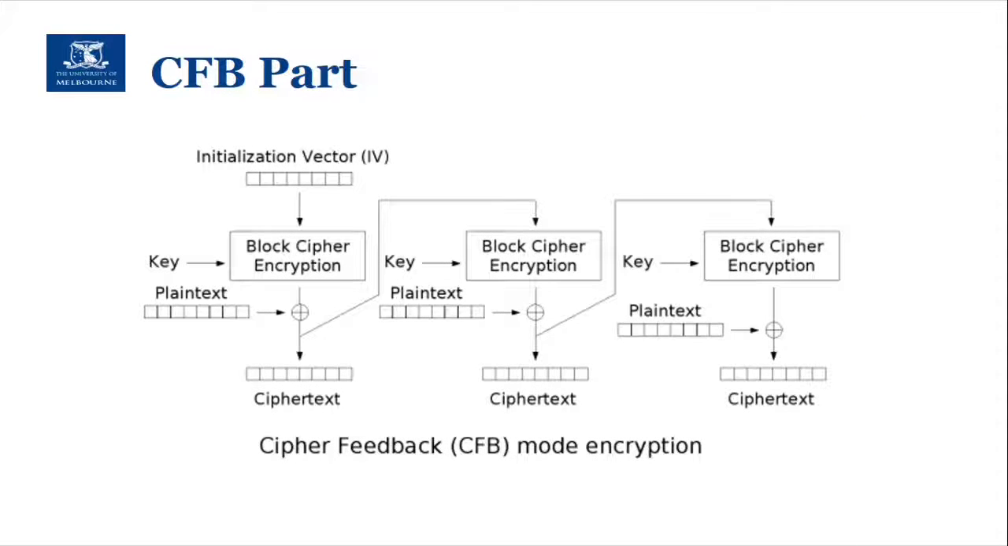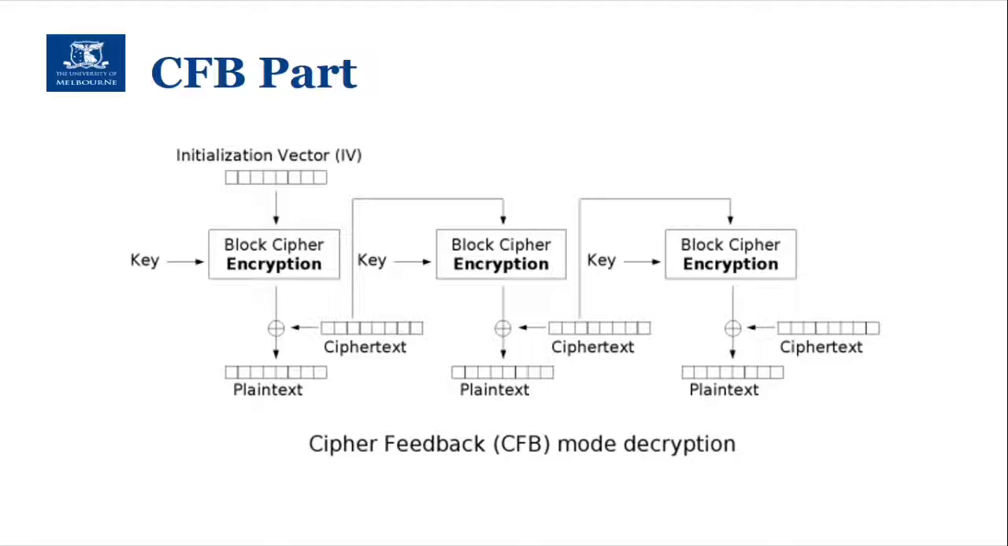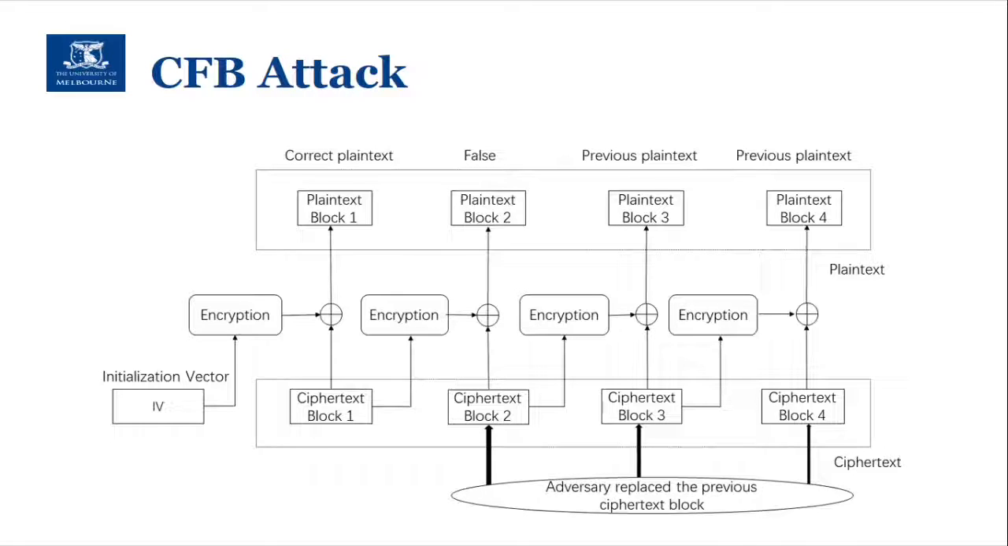First, I introduce how the CFB works. The CFB will encrypt the initialization vector and then XOR it with the plaintext block to get the ciphertext. The ciphertext can be decrypted to obtain plaintext using the reverse process. We can observe that in the decryption process, after encrypting the ciphertext block and XORing with the previous ciphertext block, the plaintext is obtained. So, this mode has the possibility of a replay attack.